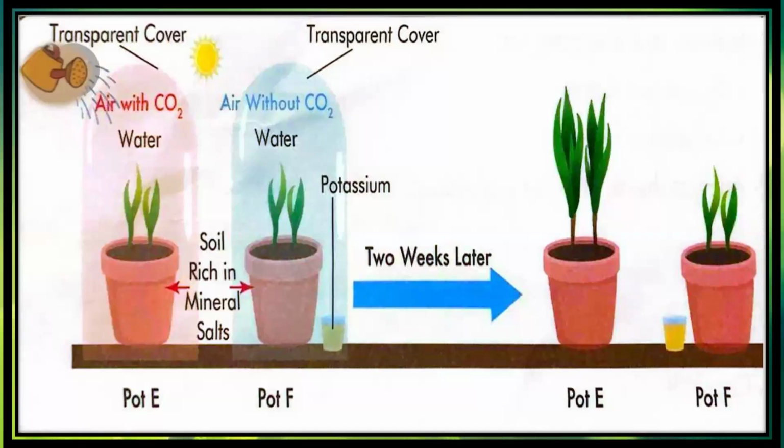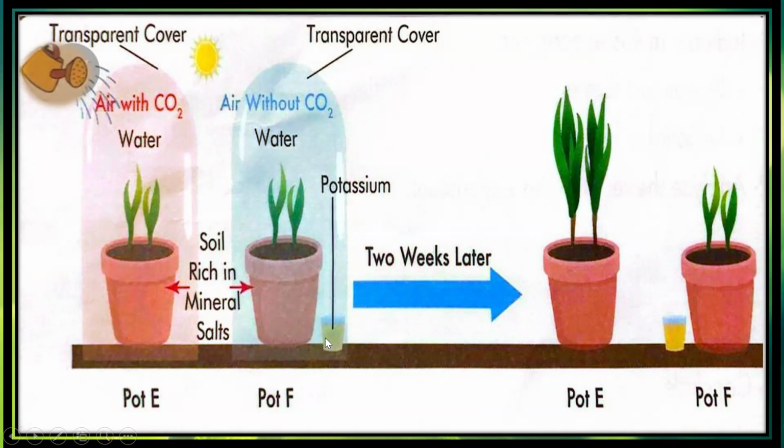In this experiment in your book, you have pot E. Pot E is a plant placed in an environment rich in carbon dioxide. It is watered. The air is rich in carbon dioxide. A transparent cover allows sunlight to pass through. But pot F is placed in an environment that is watered, but the air here is not rich in carbon dioxide due to the presence of potassium.